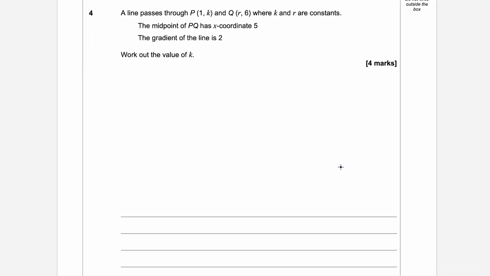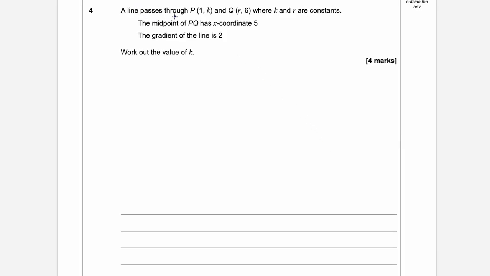Okay. Question 4. A line passes through P and Q. The midpoint of P and Q has x coordinate 5. The gradient of the line is 2. Work out the value of k. Okay, 4 marks, guys. We're going to use the midpoint formula and the gradient formula. So, midpoint formula, that is x1 plus x2 over 2, comma y1 plus y2 over 2 equals 5 something. Now, we only needed this one, guys, so we didn't have to do that.